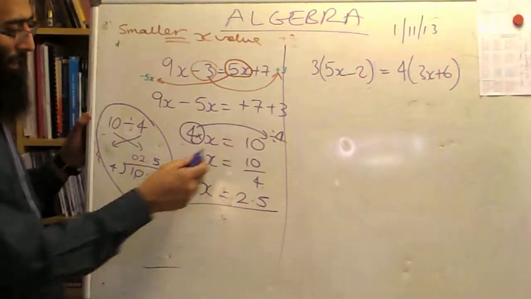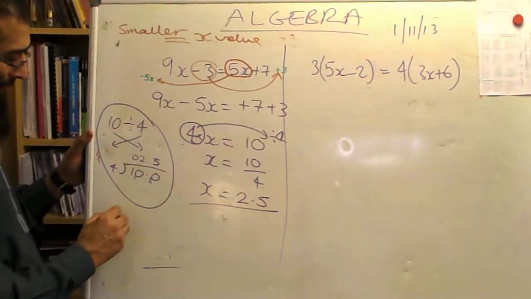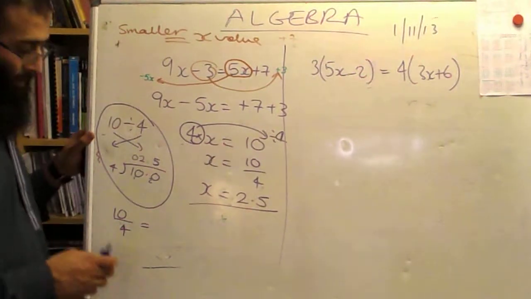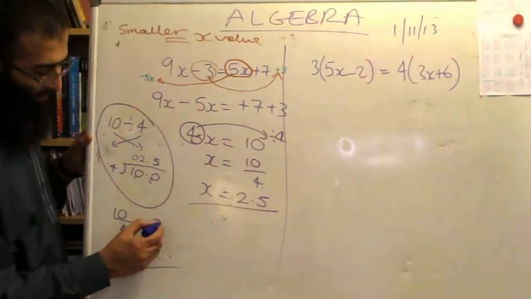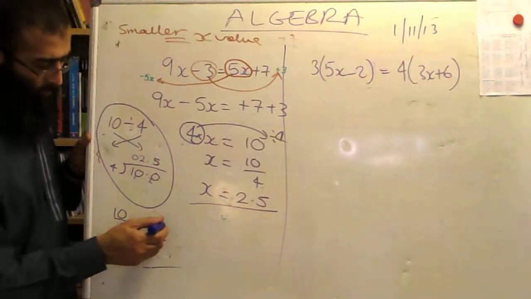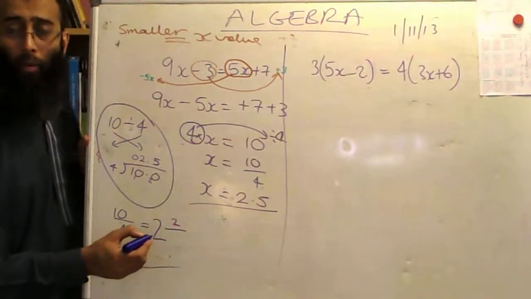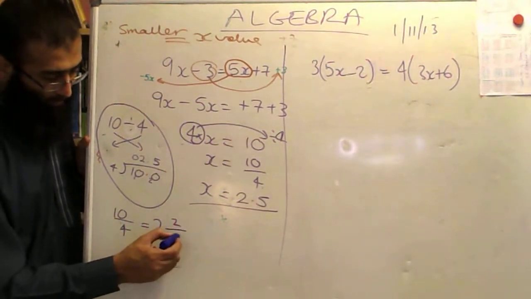Let's look at a different technique. For example, if we have here 10 divided by 4, this is called a top heavy fraction. 10 divided by 4 will give you an answer of 2 whole. How much is left over? 2. That gets put on the top, and we copy the 4 on the bottom.